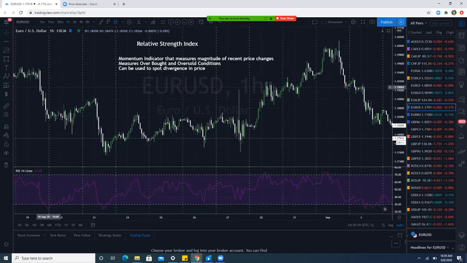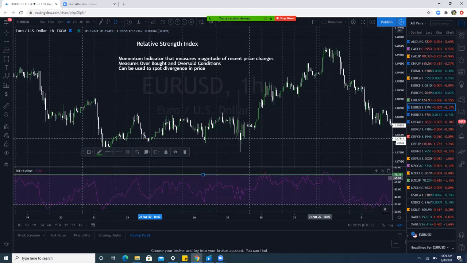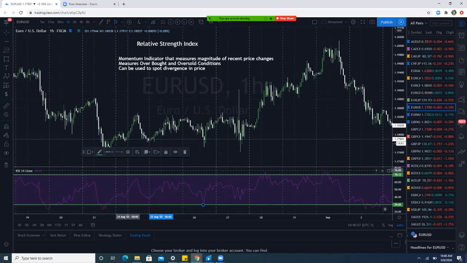If you look here, the 70 level is the upper part of the oscillator, which signifies overbought conditions. 30 is the lower part of the oscillator, which signifies oversold conditions. And in theory, when these conditions are overbought or oversold, it lets you know that a price change in the other direction to balance out the market is soon to happen.